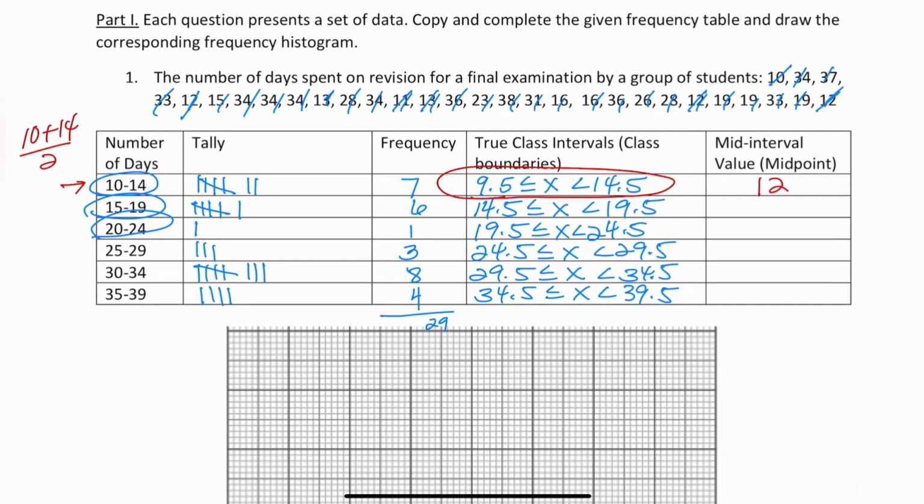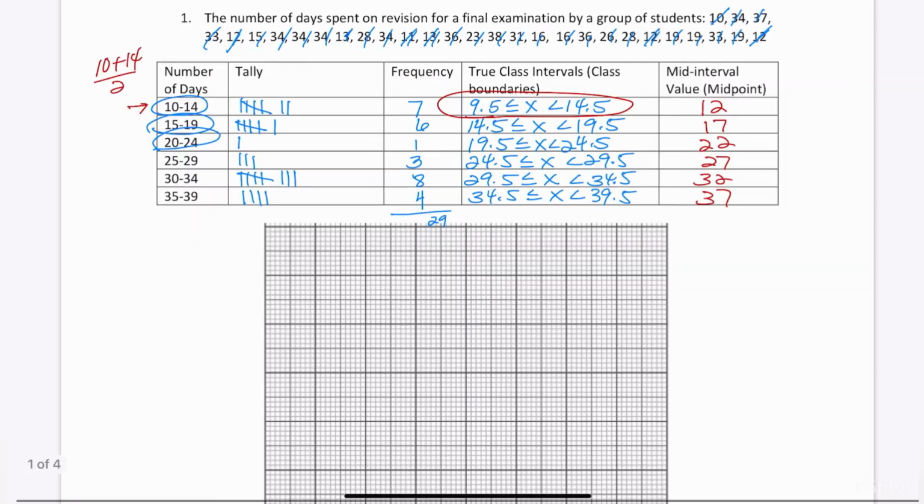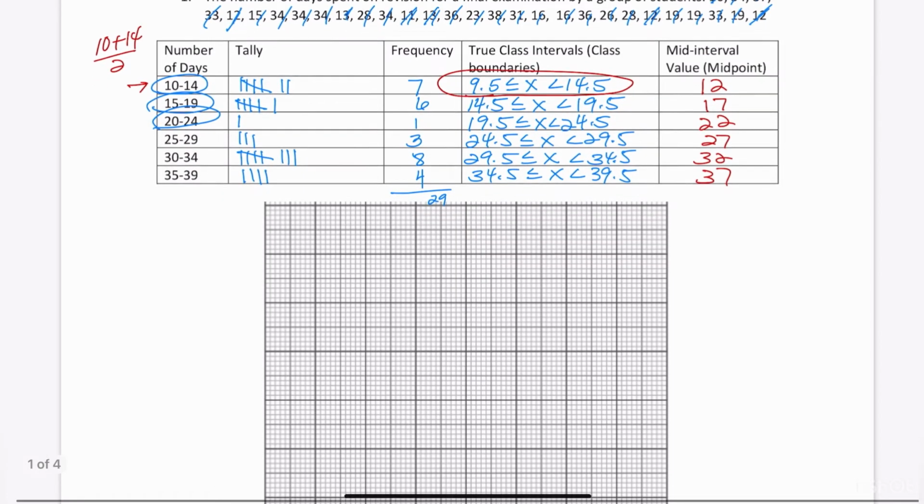If I add 9.5 plus 14.5 and I divide that by 2, I'm still going to get 12. Okay, so we're going to do that for each one of these. The next one is 17, 22, 27, 32, and 37. So now my job is to create the histogram.